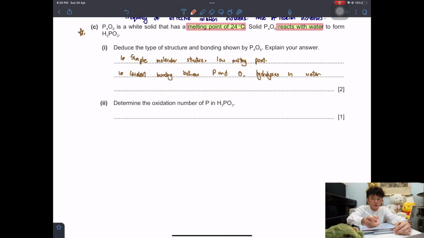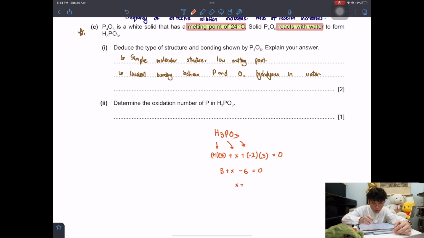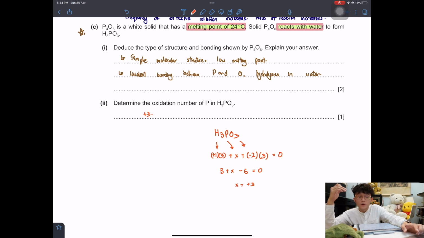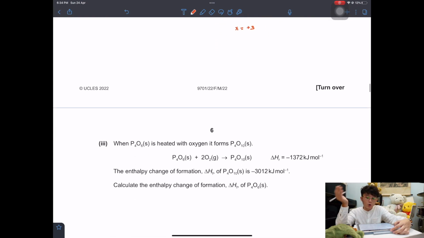So part 2, they ask you to deduce the oxidation number of H3PO3. I know that hydrogen is +1 and I have 3 of them. Phosphorus is just X because I'm not so sure about it. And oxygen is always -2, and 3 of them, and the total equals 0. So 3 plus X minus 6 equals 0. X equals +3, right? So guys, it's very important for you to state the symbol here. Always put a plus or minus. If there's no plus or minus, you might lose a mark over it, okay?